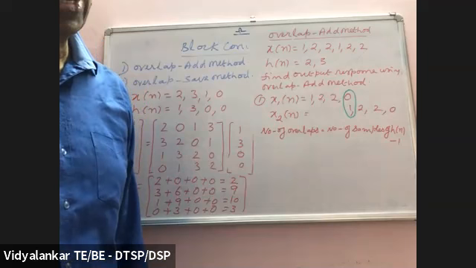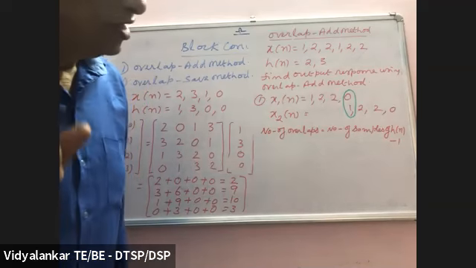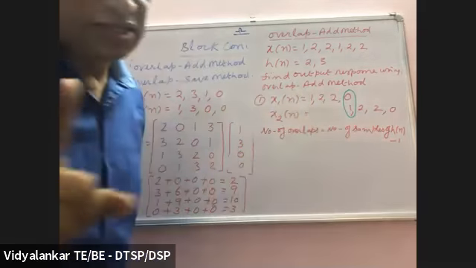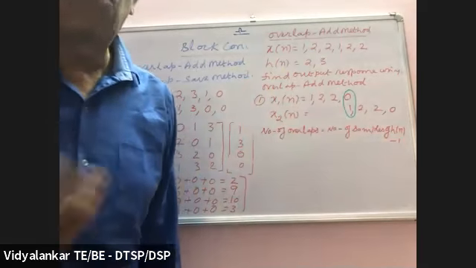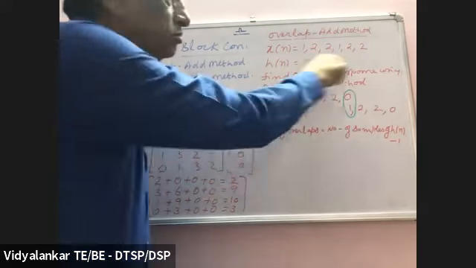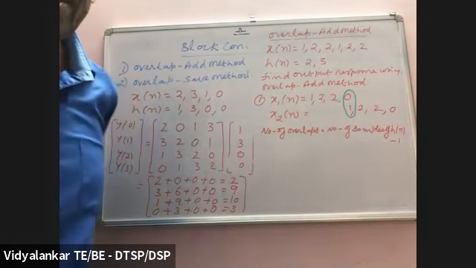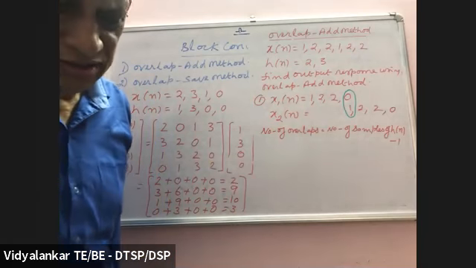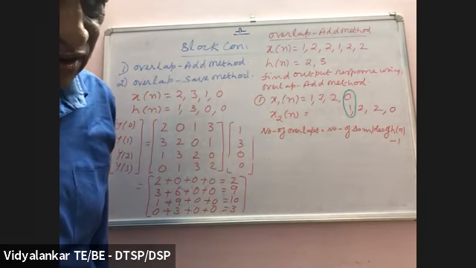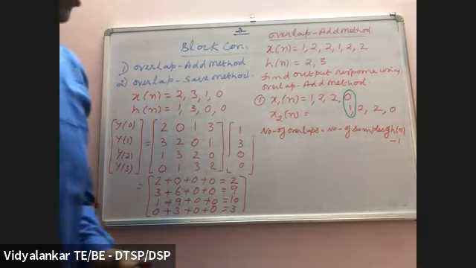Any doubt about this overlap? Sir, an MCQ may be asked: for h of n, the number of overlaps required equals 1, 2, 3, or 4. Sir, can you explain one more time, please, that overlapping concept?